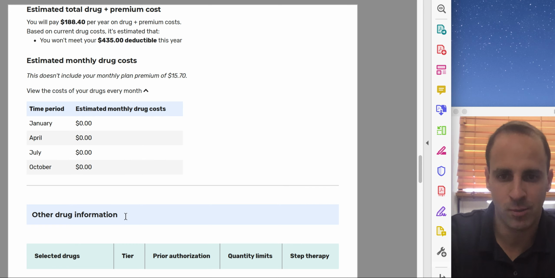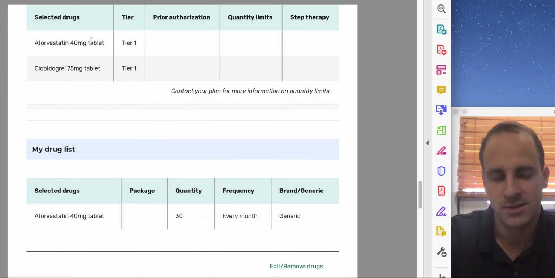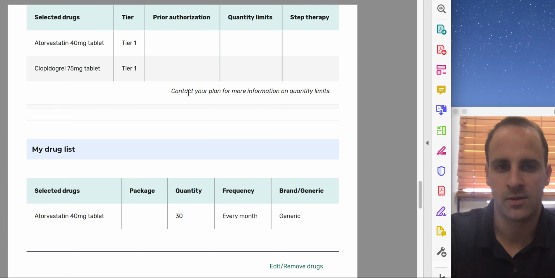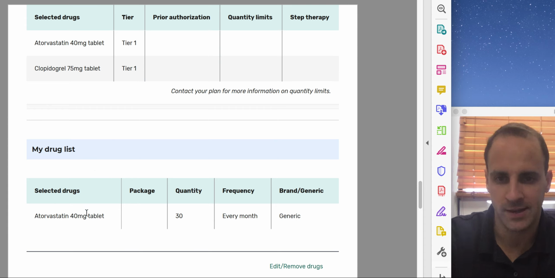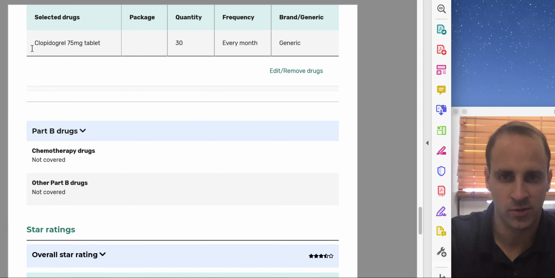In the next table, other drug information gives you the tiers of the drugs, if there are any quantity limits or step therapy. This is a pretty straightforward example. They're both tier 1 generics. There's no prior authorization, no quantity limits, etc. for this plan, or for these drugs. And then it gives you the actual drug list that you entered in, so you can verify you entered everything correctly, the right dosage, the right quantity, 30 per month, that's once per day. The other one was also 75 milligrams, 30 per month, once per day.